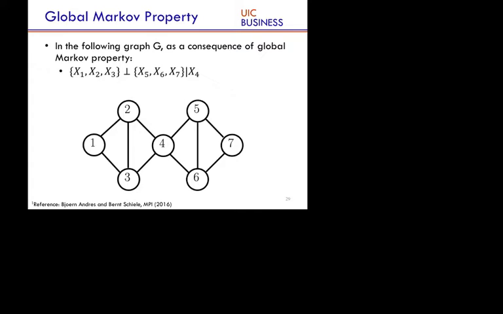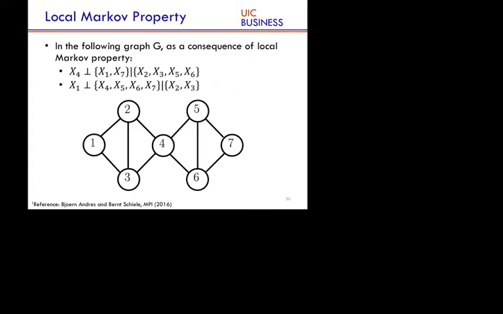And for the same graph, I could apply the same global independence property elsewhere, but if you look at it from a local perspective, if I want to apply the local Markov property, then I can say that x4 is independent of x1 and x7 given its neighborhood, which is 2, 3, 5, and 6. And similarly x1 is independent of all these 4 nodes given 2 and 3, right? Because given the neighborhood, this node is independent of everybody else.